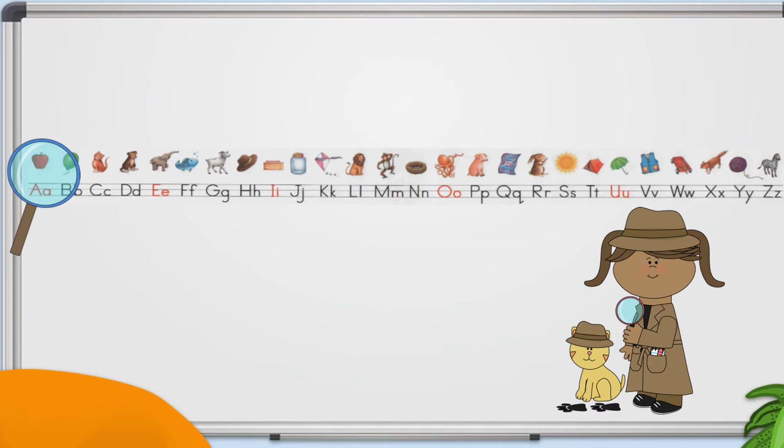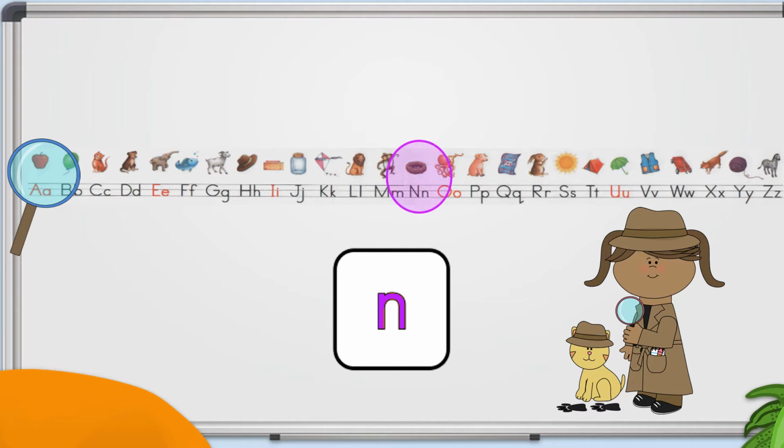Let's hunt for a letter. A. And we've learned about the letter N. Does the letter N come before or after the letter A? It's kind of a trick question because the letter A is the first letter. So everything else comes after.